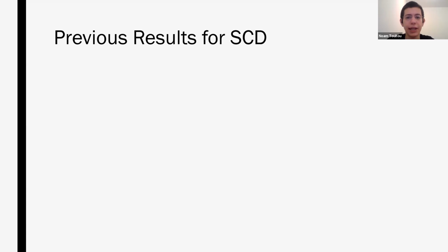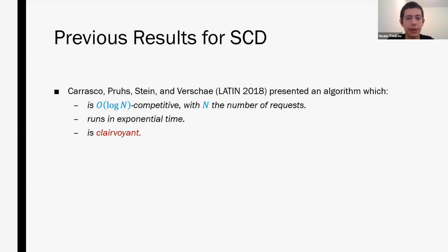For the set cover with delay problem, there has been a previous result in a paper by Carrasco et al. And they presented an algorithm which is log capital N competitive, where capital N is the number of requests released. This algorithm takes exponential time as it makes oracle calls to computing the optimal offline solution of subproblems. And it is clairvoyant. That is, it requires a priori knowledge of the delay functions of the requests when they arrive.